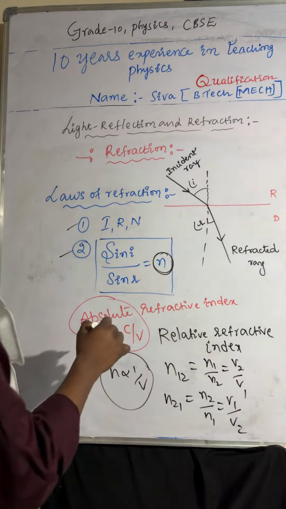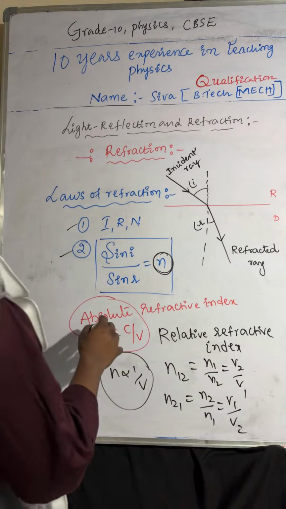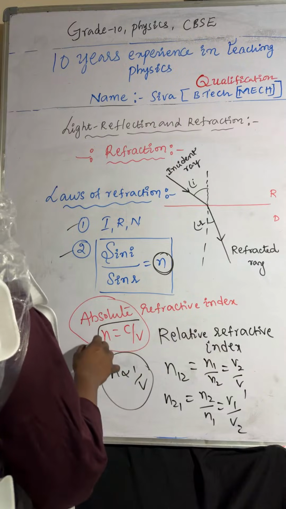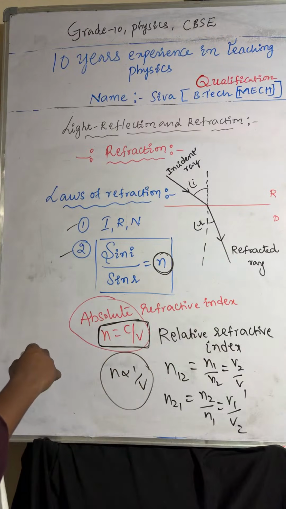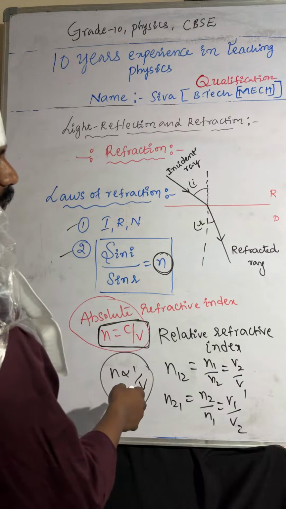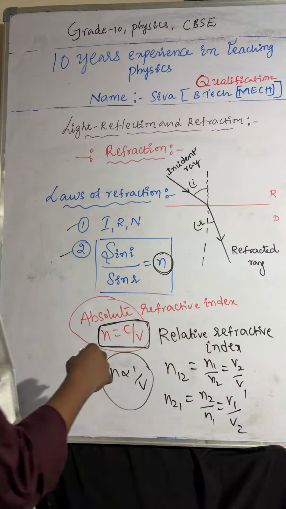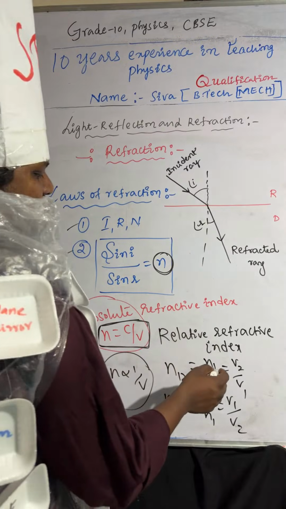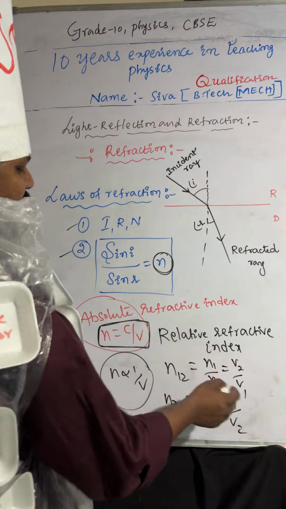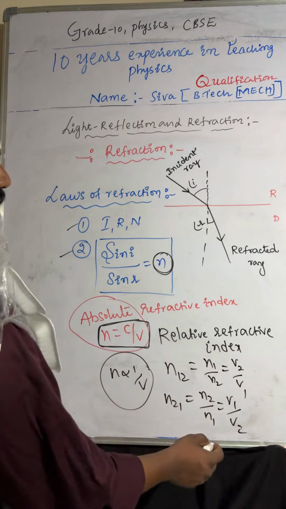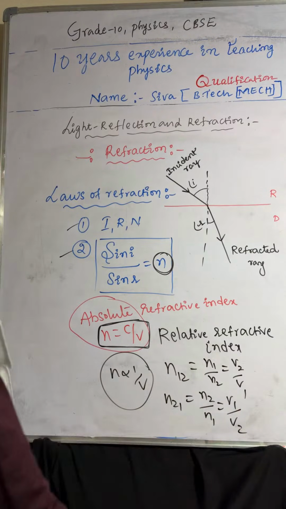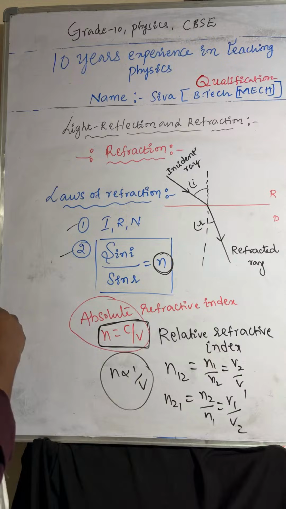Coming to absolute refractive index, it is the ratio of the speed of light in vacuum to the speed of light in the medium. So n is inversely proportional to velocity. Coming to relative refractive index, n12 equal to n1 by n2, that is nothing but v2 by v1, and n21 equal to n2 by n1, that is nothing but v1 by v2. I hope it is very clear. So this is about absolute refractive index, relative refractive index, laws of refraction, and refraction of light.